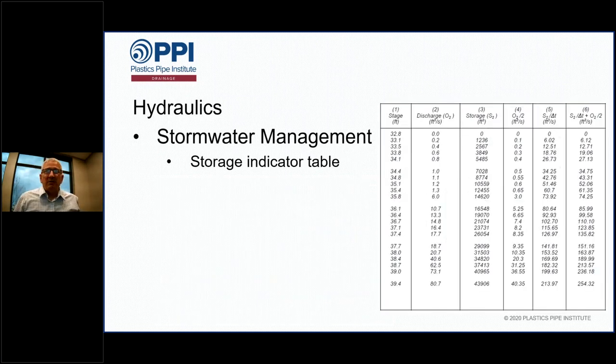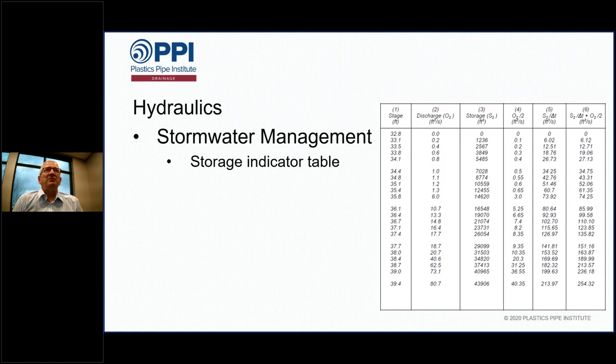So now what we do is we build our storage indicator table. And this is just our first step. This is the initial stuff we need in order to be able to do the actual routing. What we do here is build a stage table. Based on any given stage, we can calculate the discharge from our stage discharge curve. At any given stage, we know our storage from our stage storage curve.